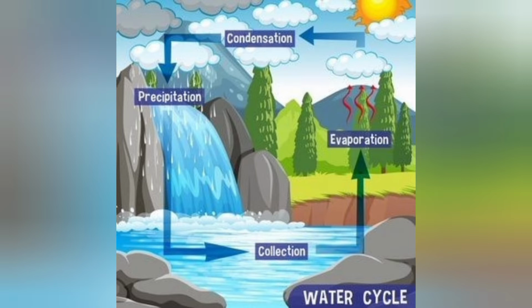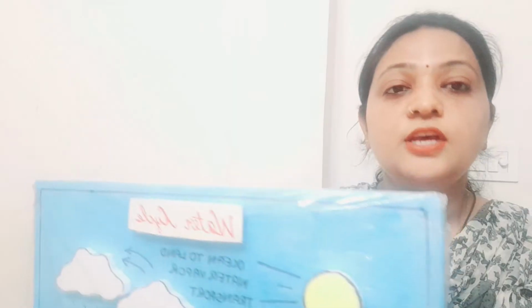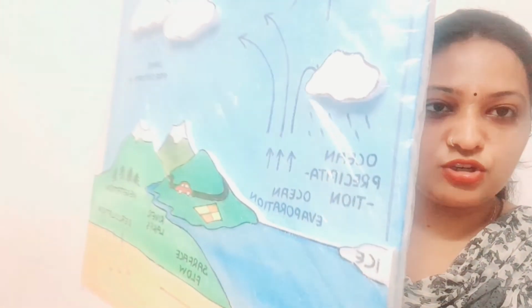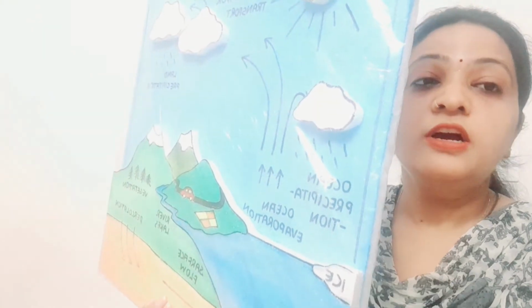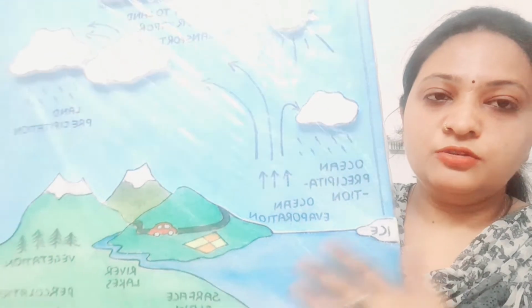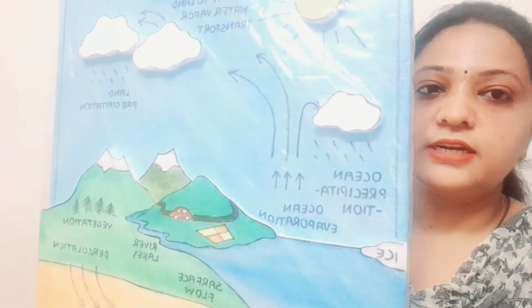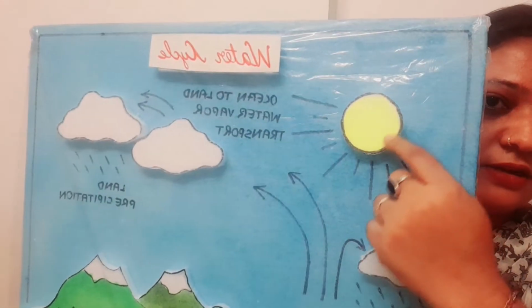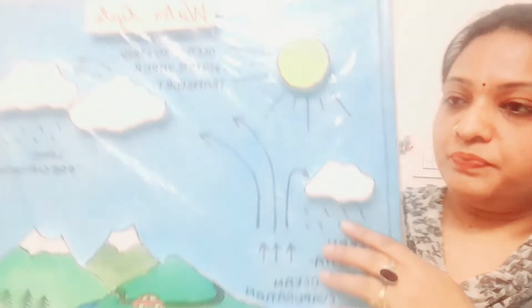Let's see how, with the help of the model, we can understand the process of the water cycle, in which we can see that the amount of water is balanced on our earth. So yes, this is my model of the water cycle. I have made it with the help of thermocol, and I have used Fevicol and colors to show how this process is going on. I have pasted a layer of thermocol to show the clouds and mountains. I have also shown the sun and the clouds with the help of thermocol.